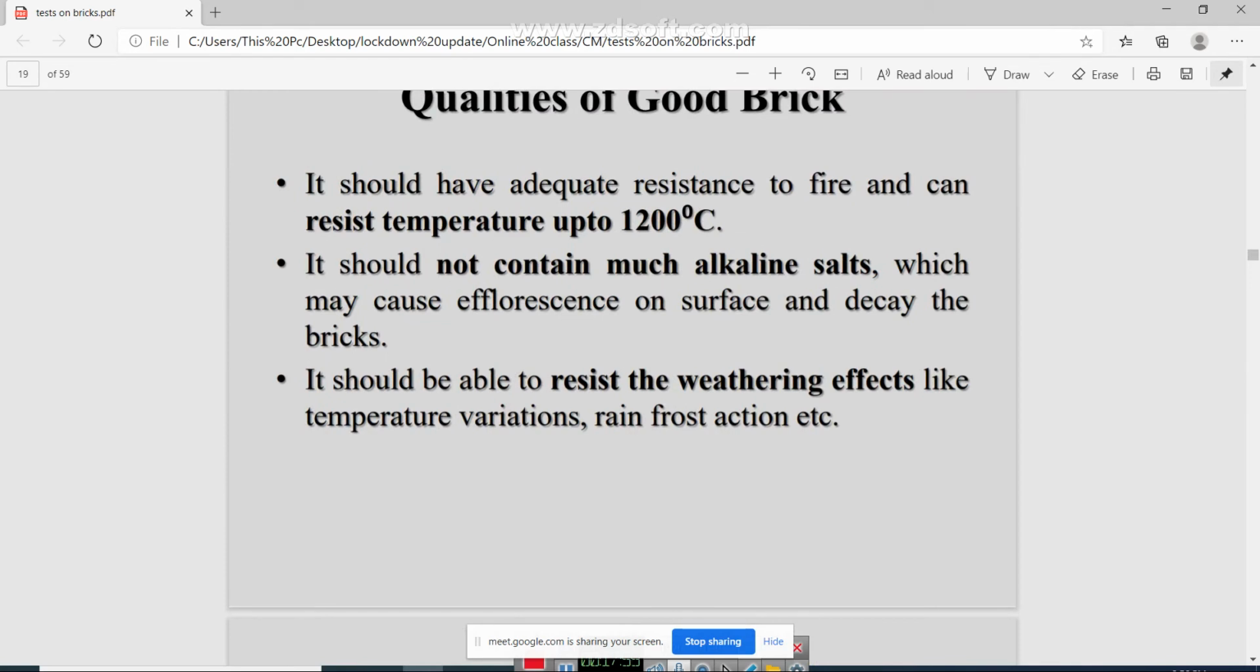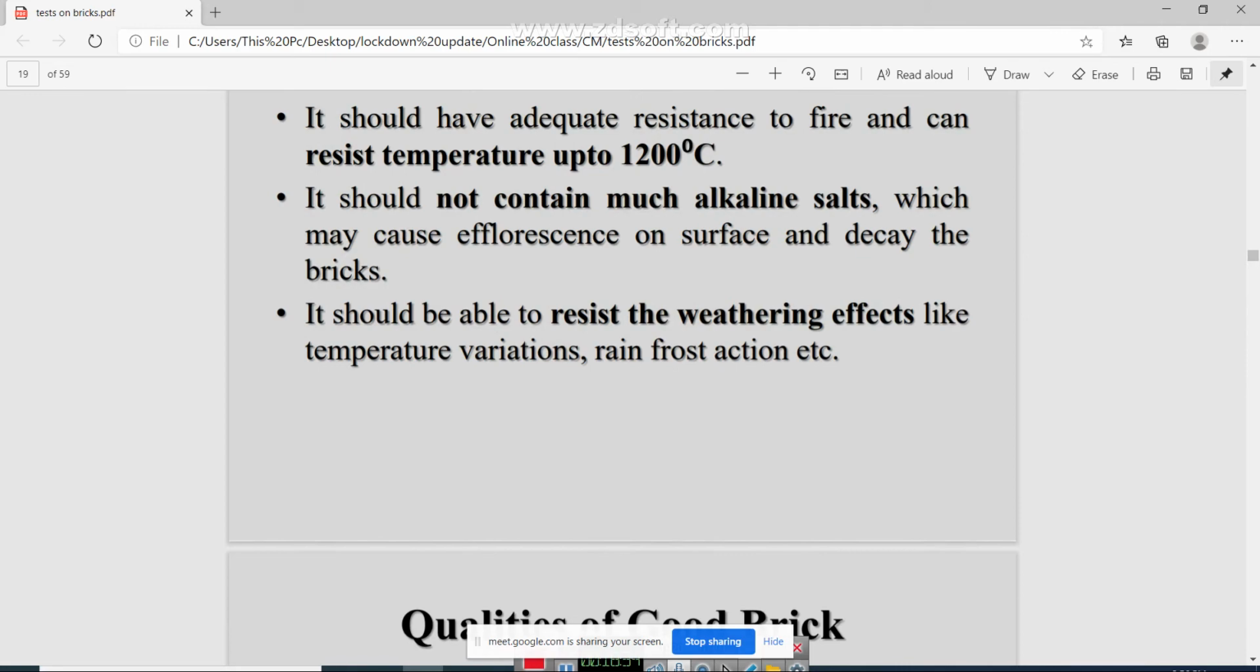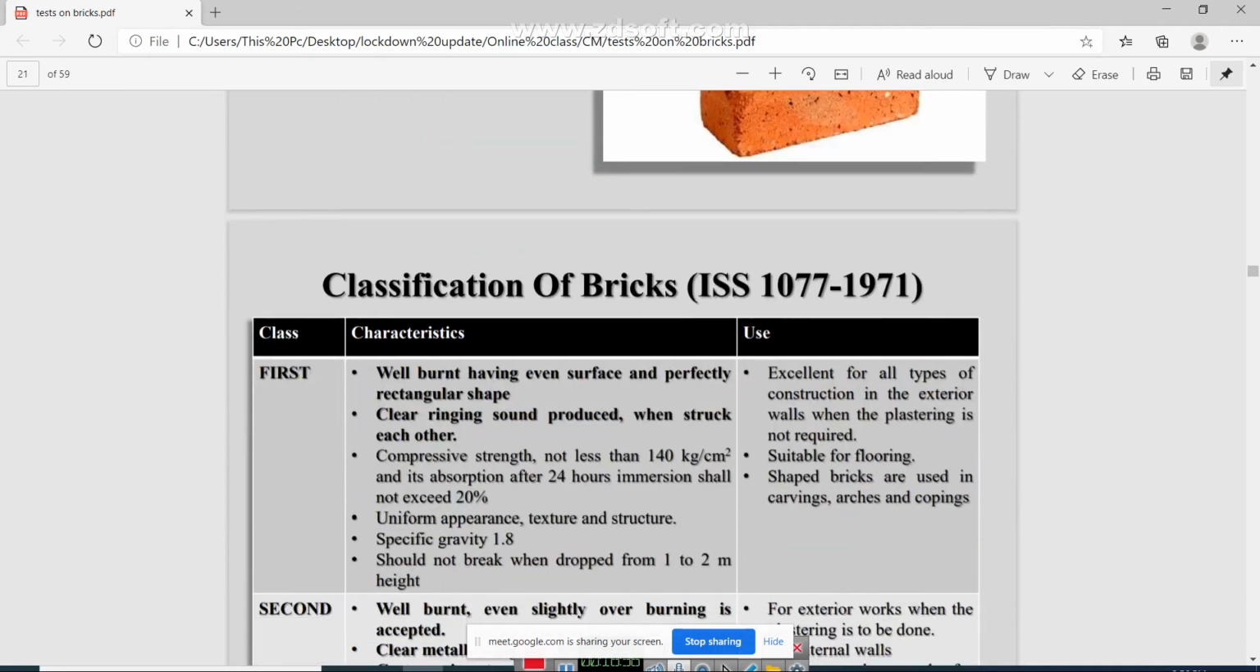Then within a temperature range of 1200 degrees centigrade, the brick should be able to stand as such. It should not have much content of alkali. If the alkali content in brick is more, it may cause a phenomenon known as efflorescence. What do you mean by efflorescence? I think you have studied it in your first year. If the alkali content is large, once the surface dries, there will be an appearance of white patches on the surface. Even in case of brick, and the same is applicable in case of concrete also. That is known as efflorescence. So these are the different qualities of bricks.